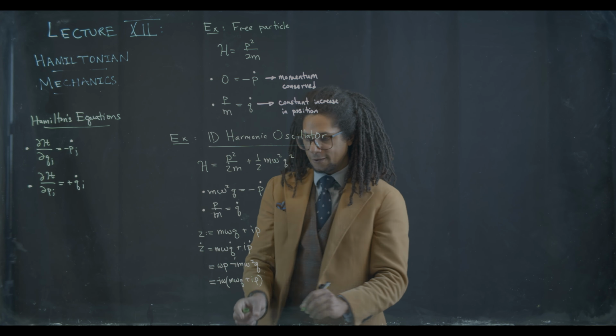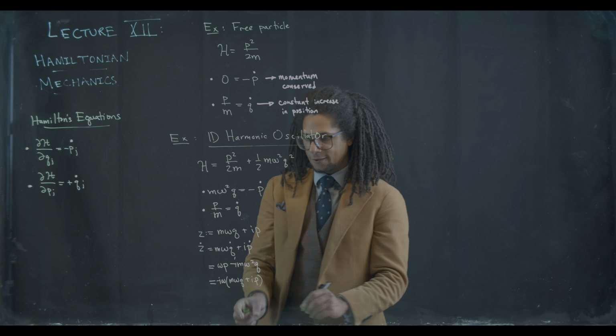And I know how to solve first order equations of this form. I get that z is equal to e to the minus i omega t times some z naught. Good. And by z dot, I mean z. Oops.